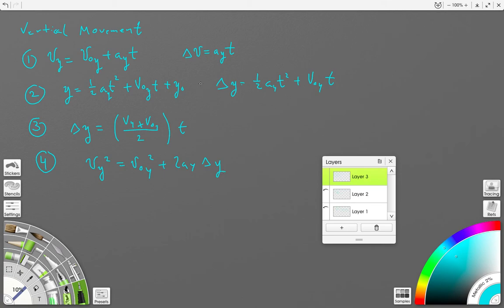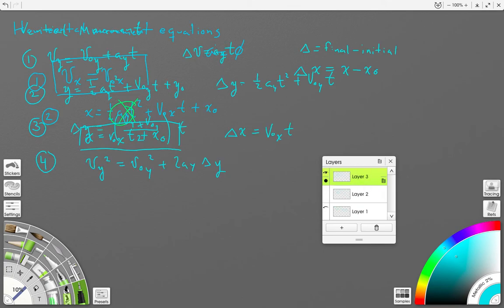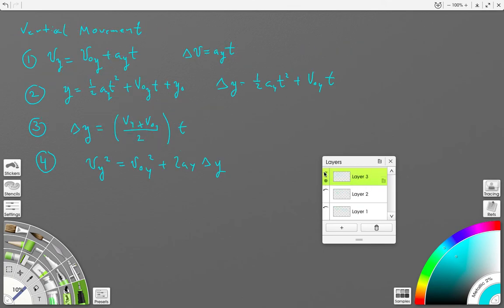So these two types of movements are basically the same equations, just that in one case my acceleration is 0, and in the other case my acceleration is constant. For the vertical, acceleration is equal to 9.81 meters per second squared. It can be negative depending on your frame of reference.